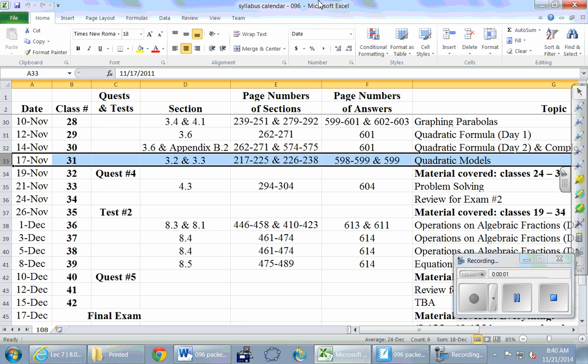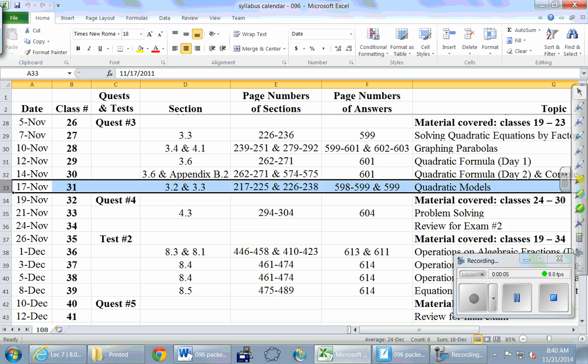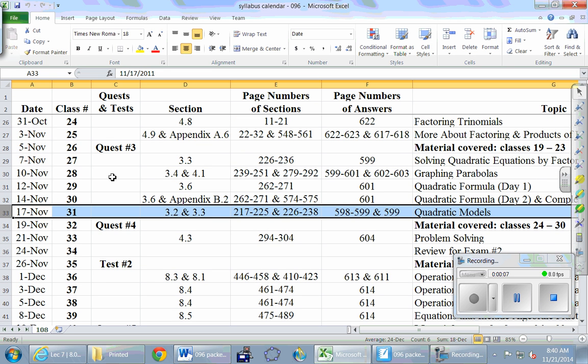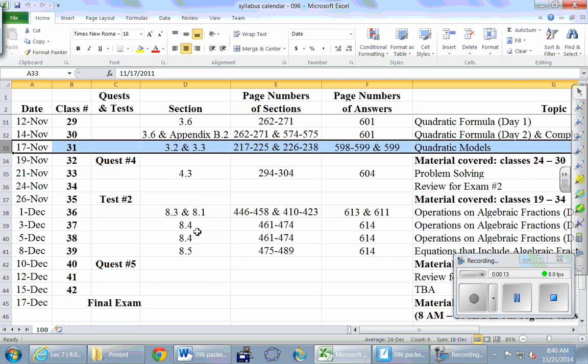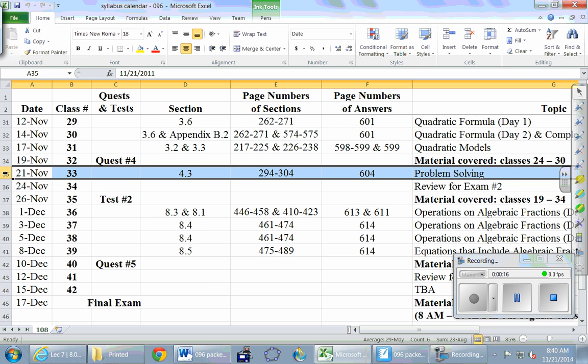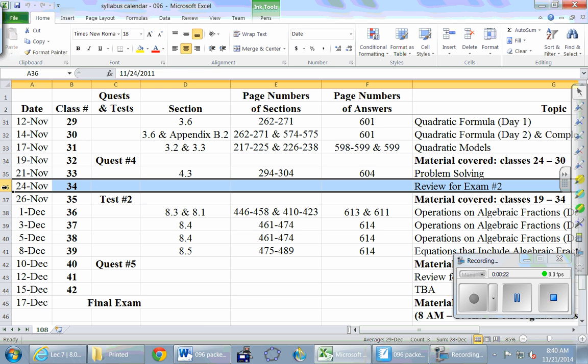Okay, today we cover quadratic models. It is more word problems based on quadratic things that will turn into quadratic equations. And I will point out that this is, sorry, that's the wrong row, problem solving. More word problems related to quadratic equations. And this is our last day of new material before our review day for the exam.